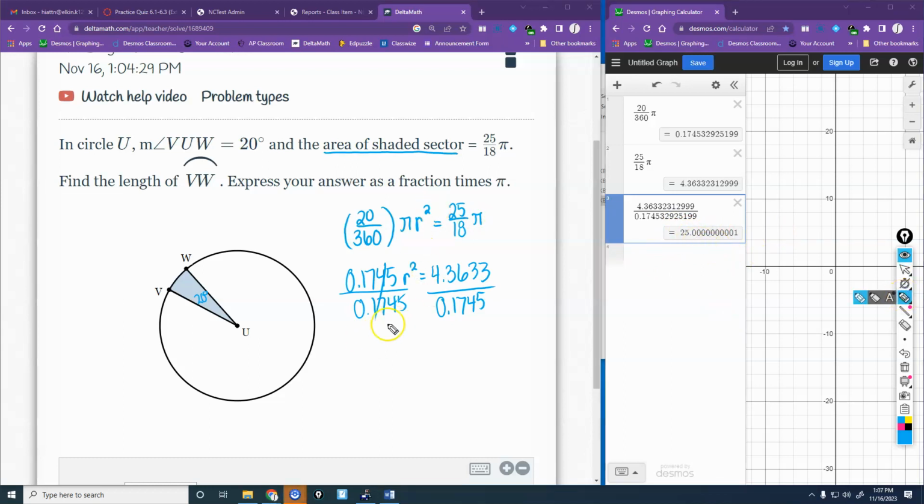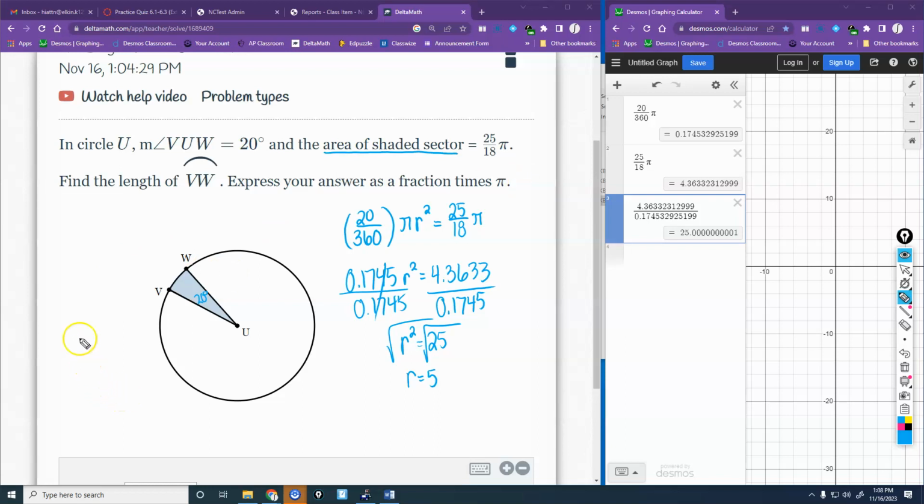And if we'd done it with fractions, we'd get the exact answer. It's 25. And then we will square root both sides. So our radius is 5. So you're having to work backwards on that. But this is not your answer, because it wants you to find the length of VW and express your answer as a fraction times pi. So now we have to take that and find the arc length.